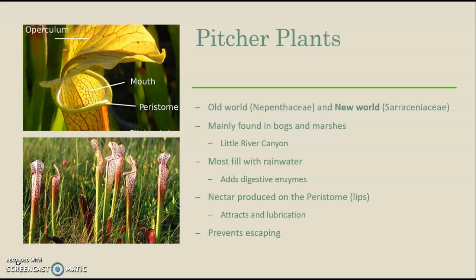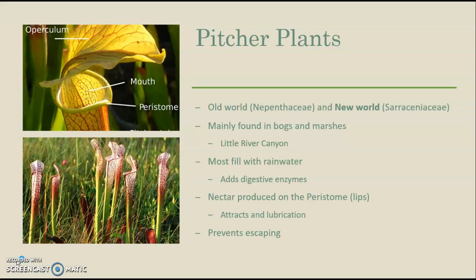Pitcher plants are another type of carnivorous plant. There is an Old World pitcher plant that mainly grows from trees, and there is a family of New World pitcher plants that grow from rhizomes in the ground. Pitcher plants also live in bogs and marshes all over the world. Most pitchers are filled with rainwater, and then the plant adds digestive enzymes. There's nectar that the pitcher plants make, and it is on the peristome in the mouth of the plant. This nectar attracts insects to the plant.